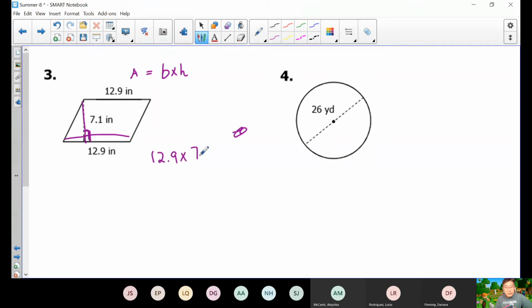12.9 times 7.1. So I use a calculator. 12.9 times 7.1 is 91.59. Unit: inch square. Inch square. That's the area.